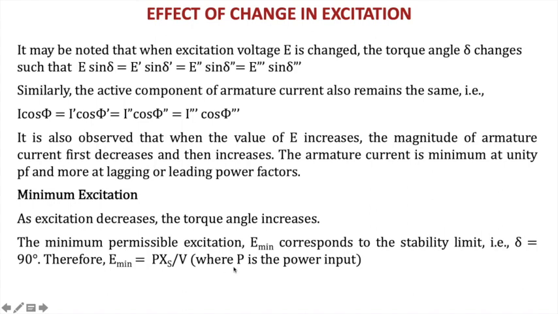So this P is the power input. With this minimum input power, the excitation is minimum and delta will be maximum, which decides what can be the minimum excitation for the given machine.